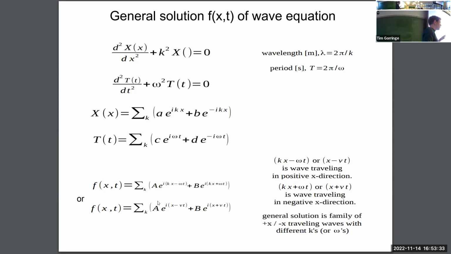So that's the general background on the wave equation that we're about to solve. Any questions on that?